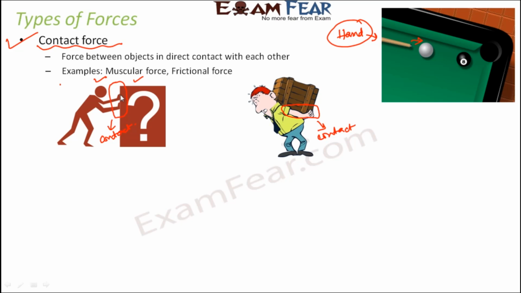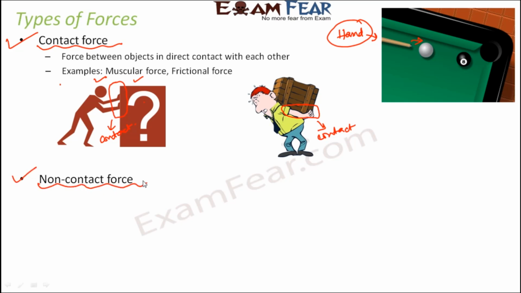So whenever we talk about contact force, it means that the object is in direct contact with the other object which is applying force. So in this case, one object is this box, the other object is the person who is applying the force. Let us look at the second type of force, which are non-contact forces.